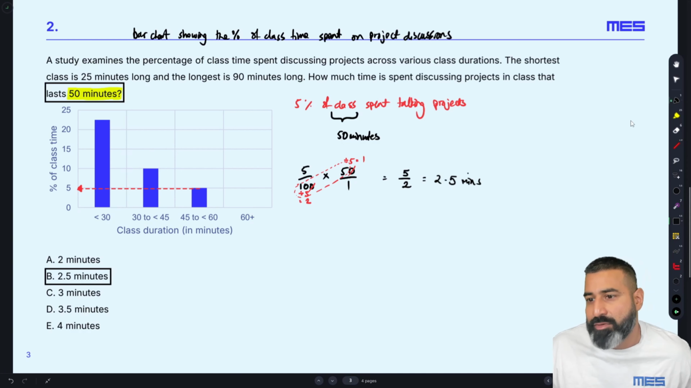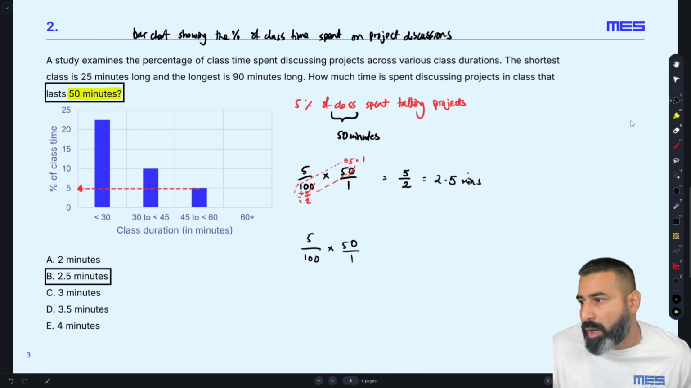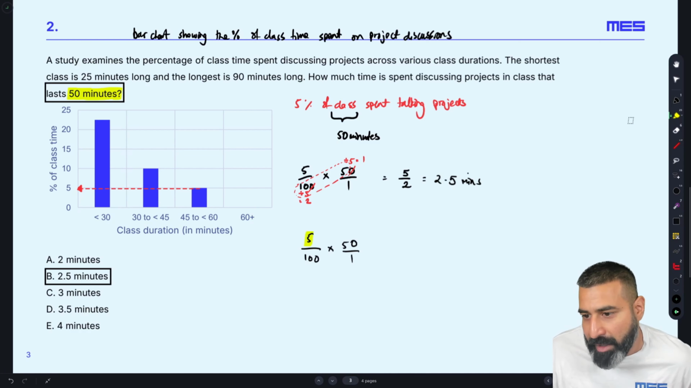Now you didn't have to do that cross cancelling, because what you could have done is 5 over 100 times 50 over 1. And you know that 5 times 5 is 25, and account for the 0 as well.